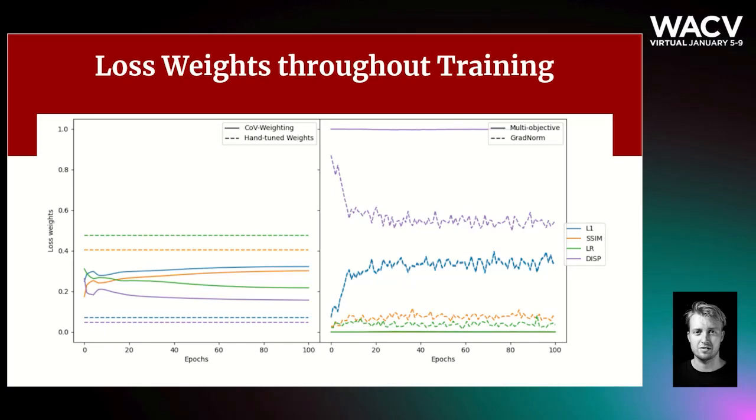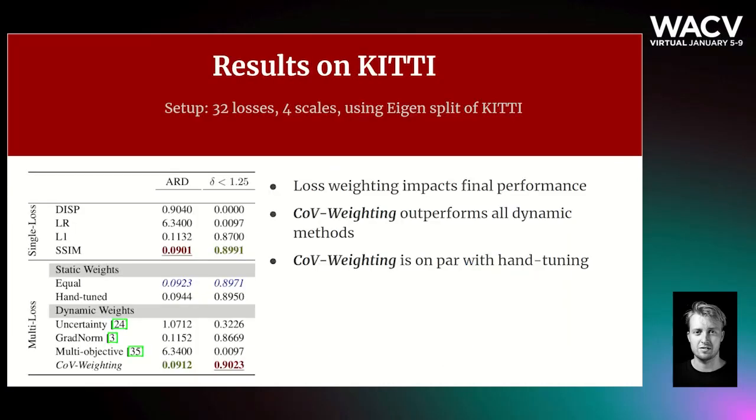In the left plot, we show the weights learned by COV weighting. It correctly assigns most weight to L1 and SSIM losses throughout training. In the right plot, we show the two baseline methods, multi-objective optimization and Grad-norm. It can be seen that multi-objective optimization assigns all loss weight to DISP losses, which is not what we want. Grad-norm does better, but it assigns low importance to SSIM and LR. And on the next slide, you can see that this actually quite heavily impacts the performance of the model.